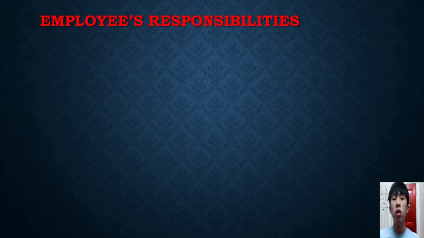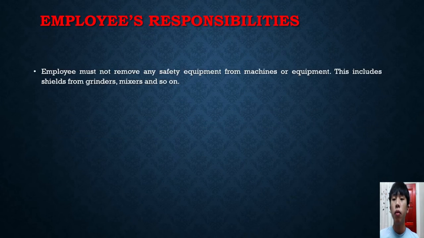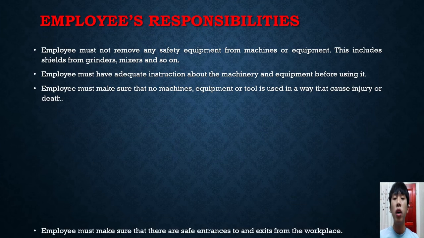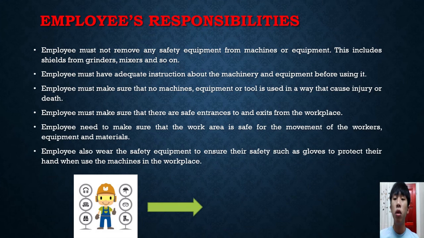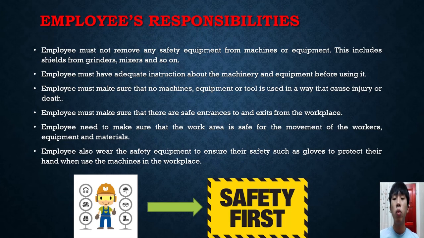The second one is the employee responsibility. The employee must not remove any safety equipment from a machine or equipment, for example, the guard from a grinder, mixer, and so on. The second one is the employee must know the instructions about the machinery and the equipment before using the machine. The employee must make sure that no machine, equipment, or tool is used in a way that may cause them to be injured or killed.